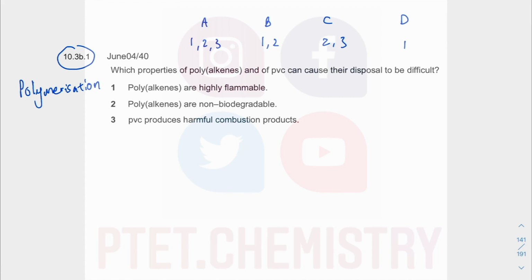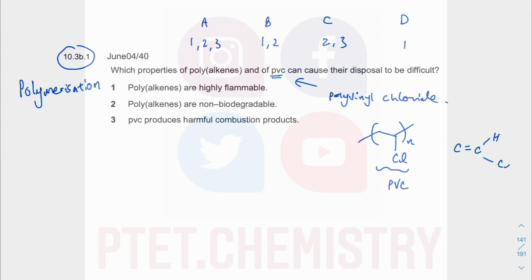So what properties of polyalkenes and of PVC? PVC stands for polyvinyl chloride. So you should know your polymer very well. So that is the PVC repeat unit. So I've just shown them being open like that, and that's the polymer unit with a CH2 and a CHCl. So the monomer for polyvinyl chloride is actually chloroethene. So vinyl chloride refers to chloroethene. Polyvinyl chloride, PVC, is just polychloroethene.